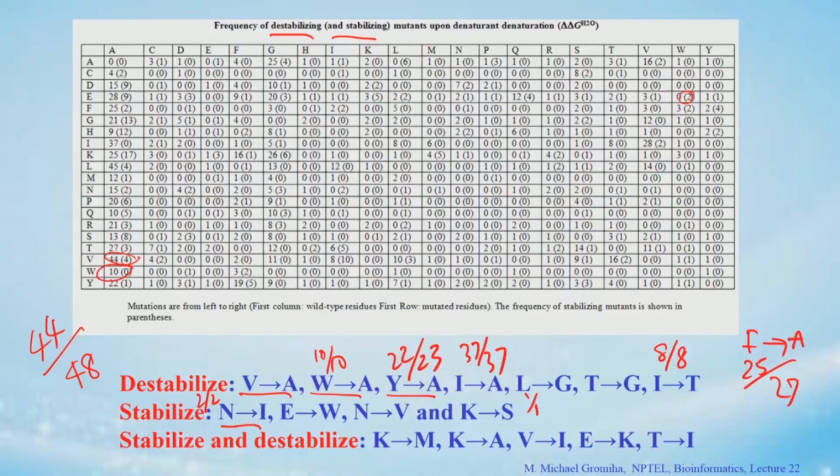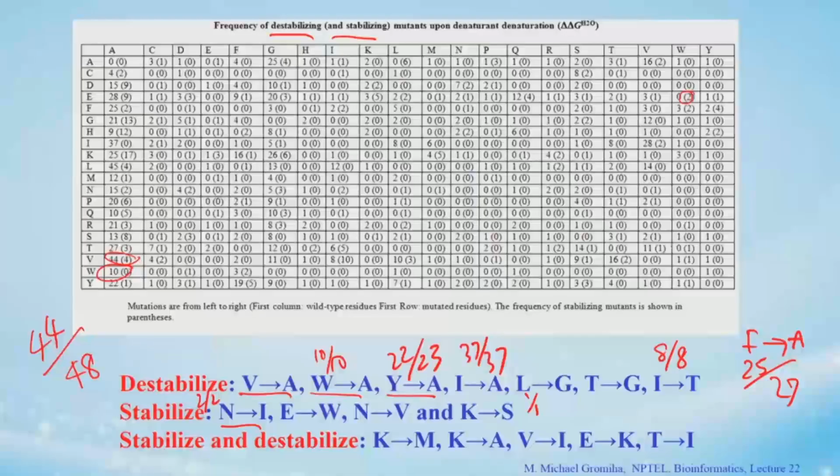But the numbers are very small because it is very difficult to stabilize a protein compared to destabilizing a protein, because if you make any mutation, it will tend to destabilize the protein. So, this is the reason why the numbers for stabilizing mutations are less.